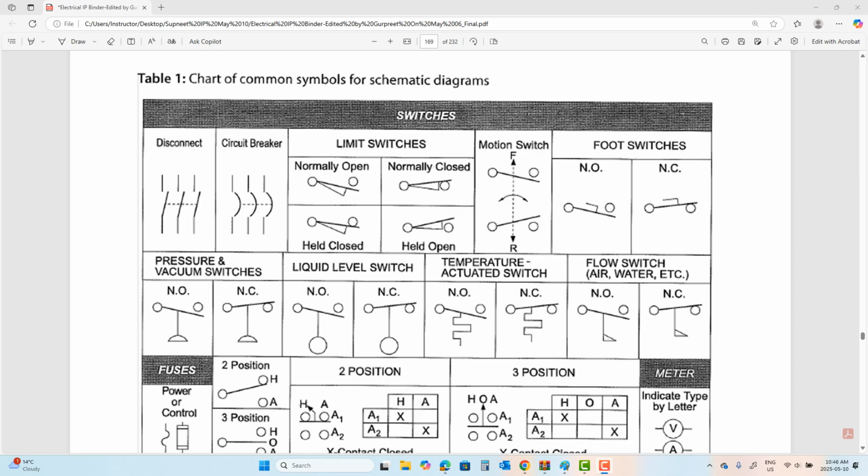So, question in the exam. I am installing a liquid level switch to find out the level of the liquid for a reservoir. Okay, what is the symbol of the switch? Out of the 4 switches, which switch should I use if I want to use a level switch?